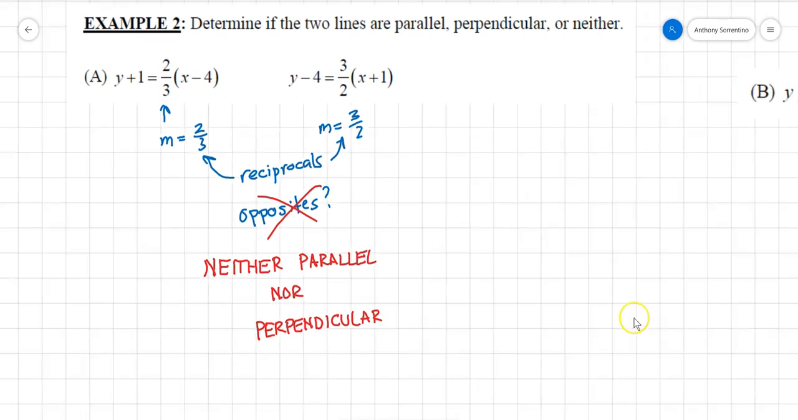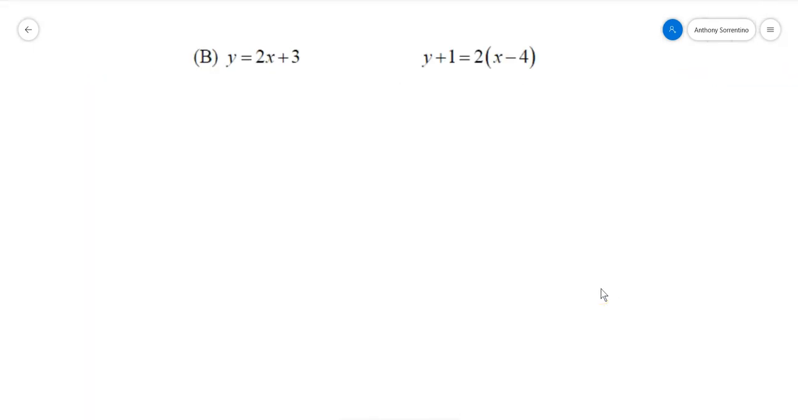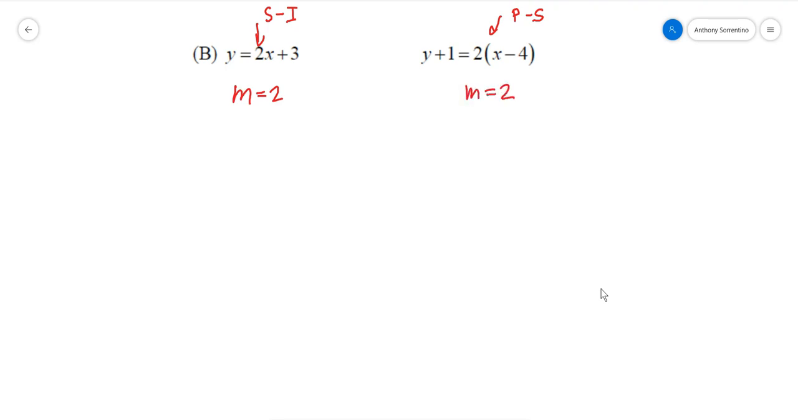The next example is a little on the easier side because the first one's in slope-intercept form. I'm just going to say SI. And this one's in point slope. I'm just going to say PS. They're both in forms where we can figure out what the slope is pretty easily. This one has a slope equal to 2. This one has a slope equal to 2.